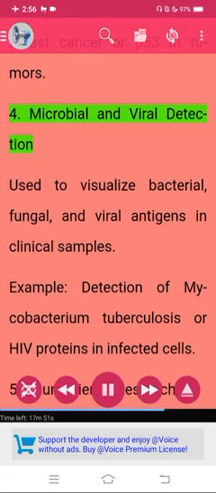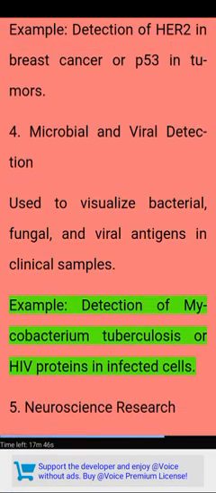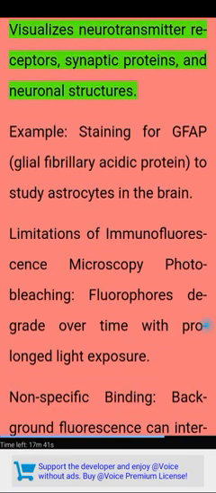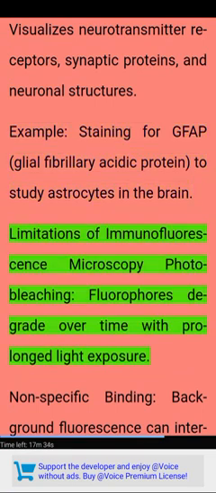4. Microbial and viral detection. Used to visualize bacterial, fungal, and viral antigens in clinical samples. Example, detection of Mycobacterium tuberculosis or HIV proteins in infected cells. 5. Neuroscience research. Visualizes neurotransmitter receptors, synaptic proteins, and neuronal structures. Example, staining for GFAP, glial fibrillary acidic protein, to study astrocytes in the brain.